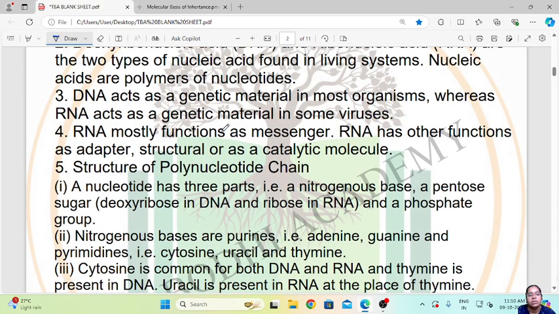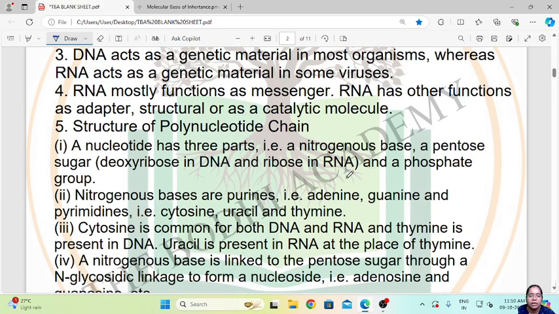RNA mostly functions as a messenger. RNA has other functions as well, such as adapter and as a catalytic molecule. Now the structure of a polynucleotide chain. The nucleotide has three parts, that is a nitrogenous base, a pentose sugar and a phosphate group. So this is how the structure is.